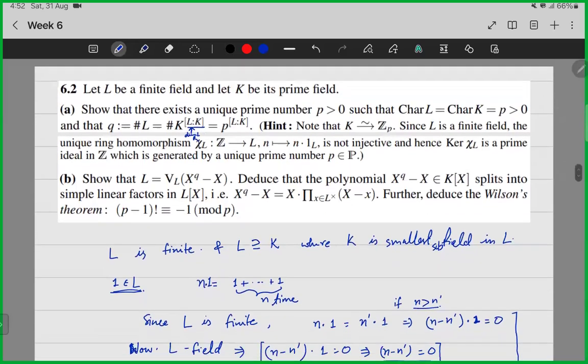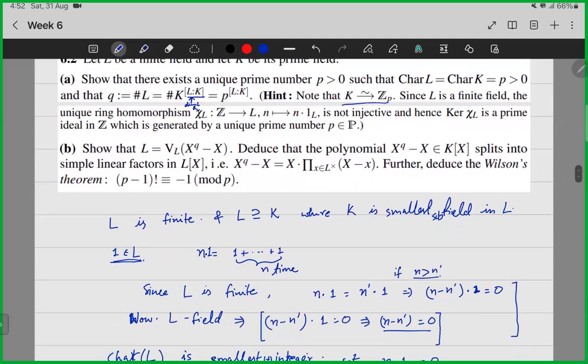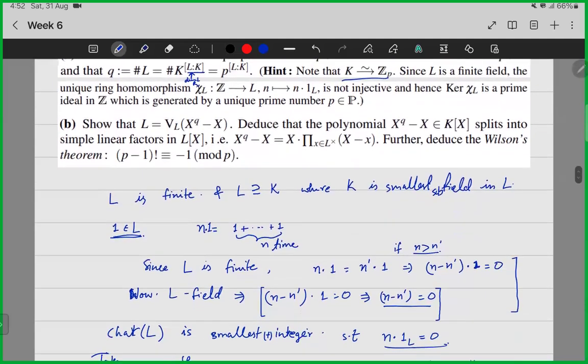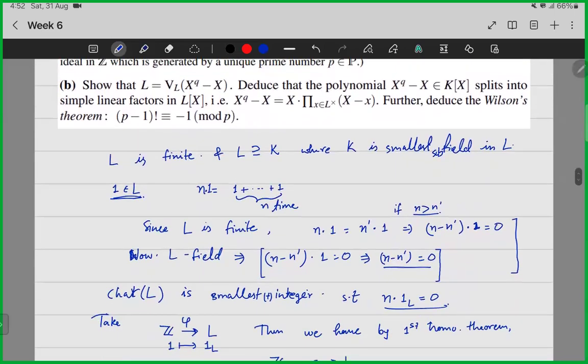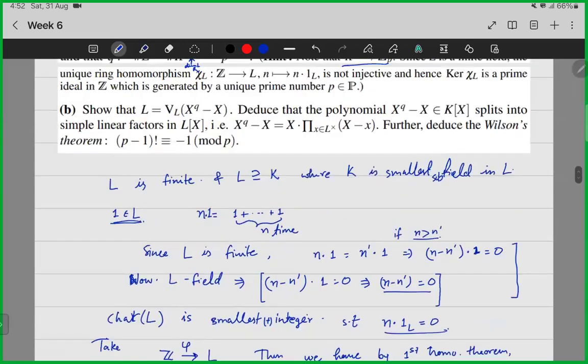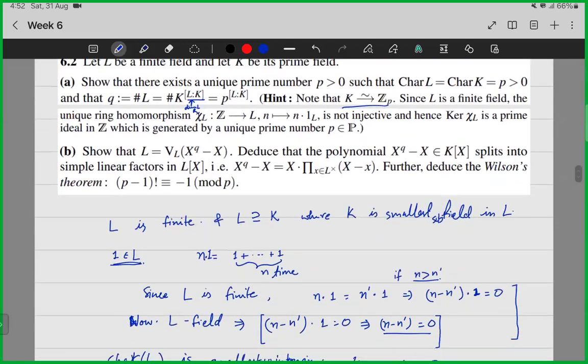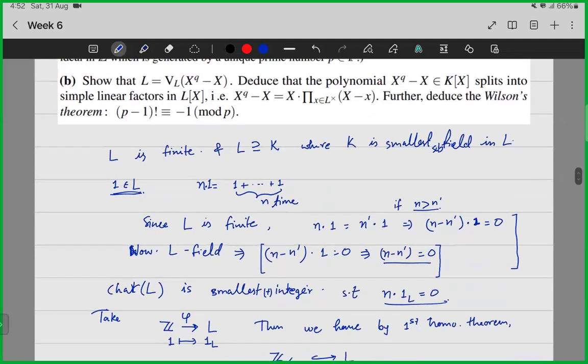Good. So this is also proved. Anyway, now part B. This took so much time, but it is not that difficult. A hint is given. You just need to understand it.